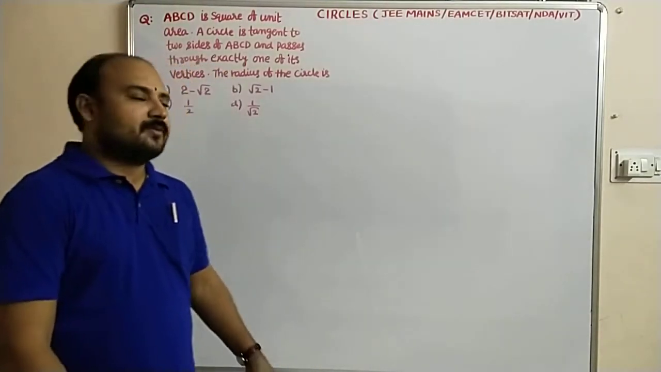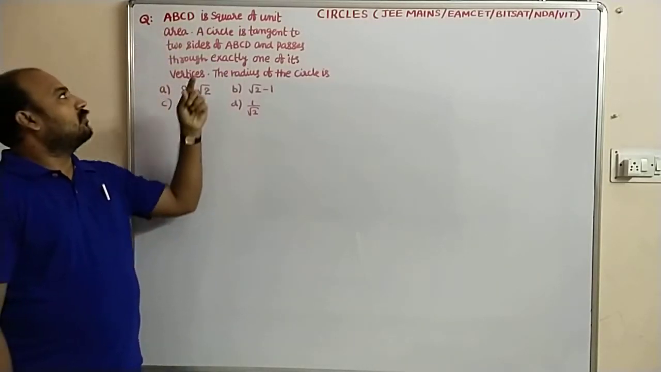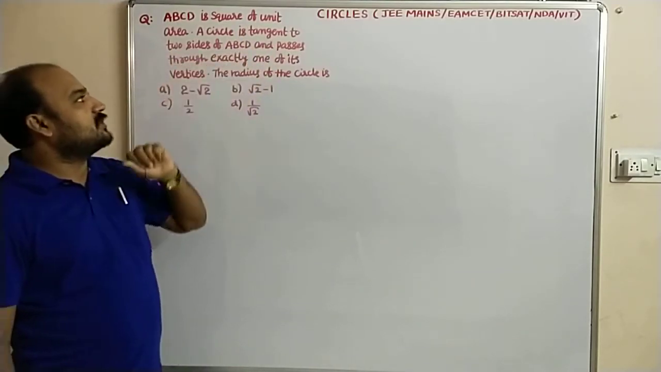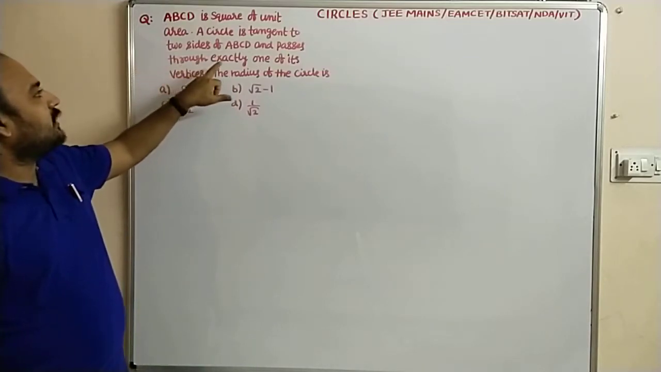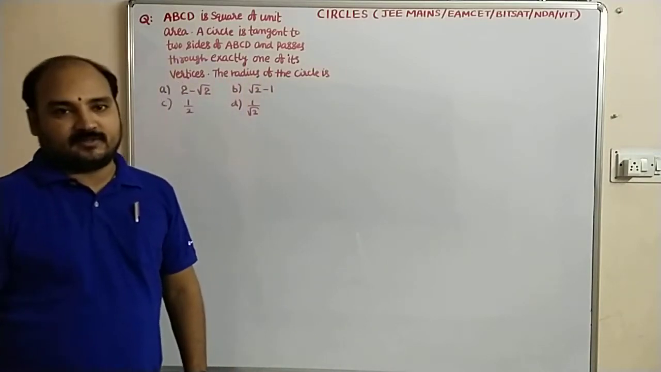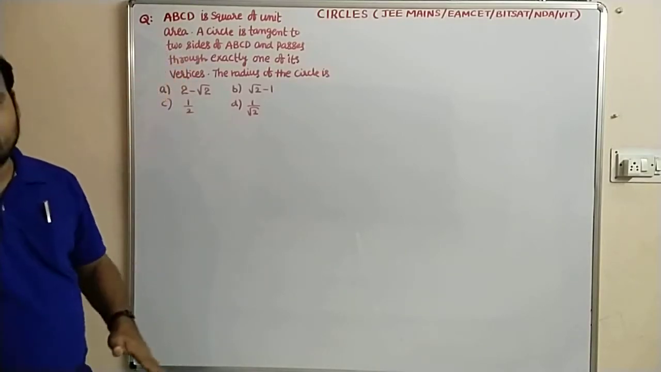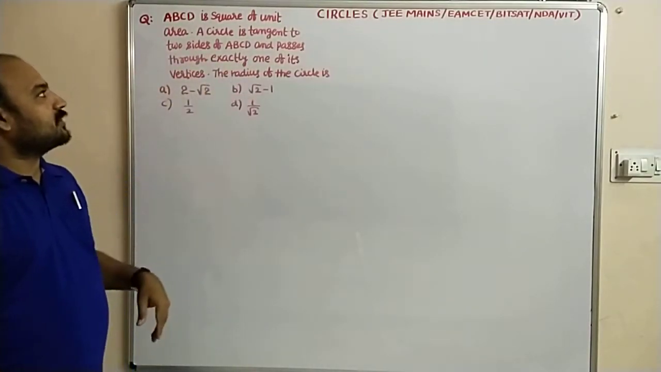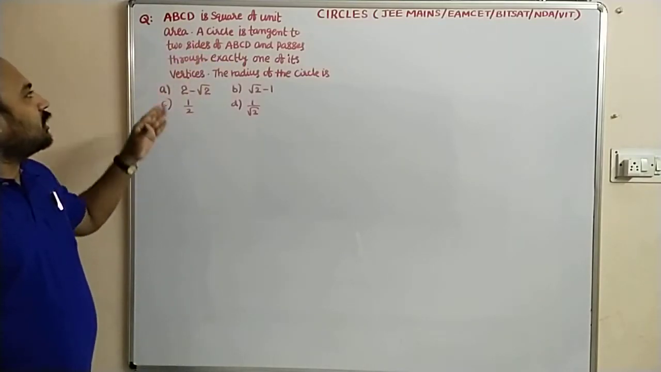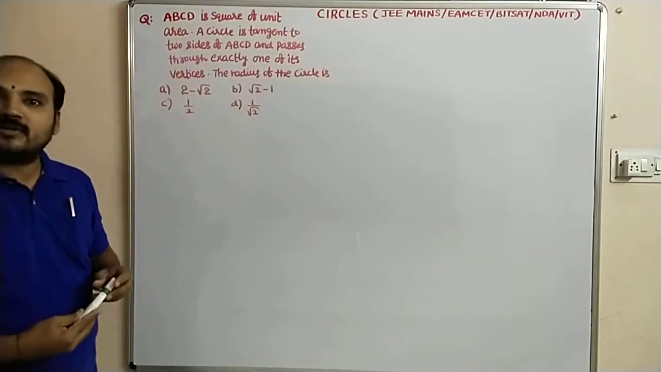The next question. ABCD is a square of unit area. A circle is tangent to two sides of ABCD and passes through exactly one of its vertices. The radius of the circle is... ABCD is a square of unit area. A circle is tangent to two sides of ABCD and passes through exactly one of its vertices. Then the radius of the circle.